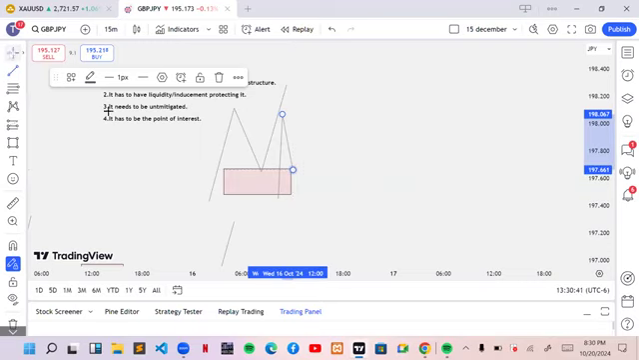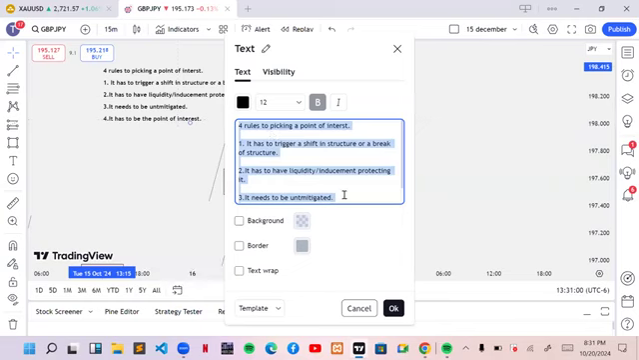So the third rule says it needs to be unmitigated. It means after the market has broken structure or after there's a shift in market structure, the point of interest they're looking to pick has to not have been tapped into before. Price needs to not have tapped this point of interest before. That's what I mean. So the fourth rule says it has to be the point of interest that is closest to liquidity.